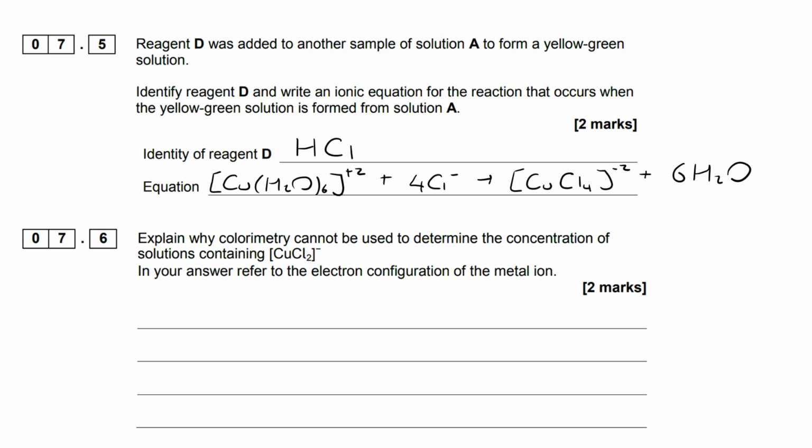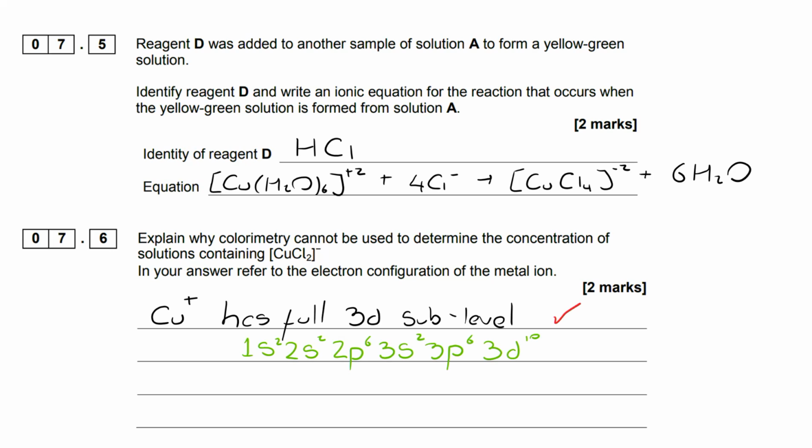Okay, finally, when we look at the question about colorimetry, we've got CuCl2-, and it's asking why we couldn't use colorimetry in this case. Well, it's actually hinging on the idea that we're dealing with a copper plus ion, and you would need to work that out. You'd need to realise that your CuCl2-, the 2- from the chlorine, leaves copper as +1.